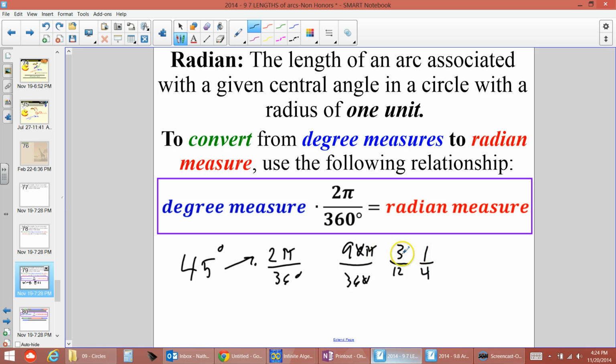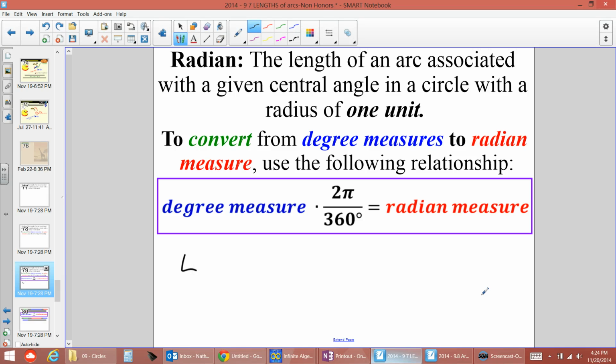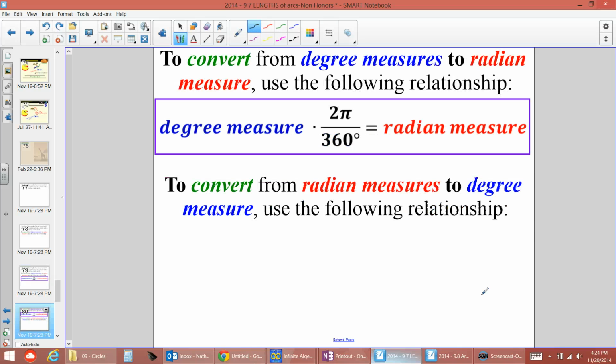So don't forget your pi's on top. 1 pi. So my final answer is going to be 1, or look, we can even just get rid of the 1, just write pi over 4. That is the radian measure that represents 45 degrees. Okay. So I hope that example was helpful. If we want to convert from degrees to radians, we're going to use that relationship.